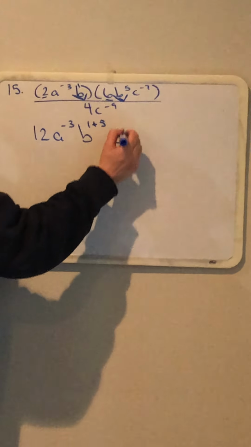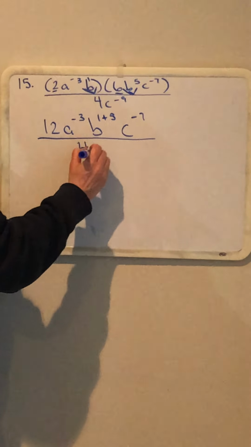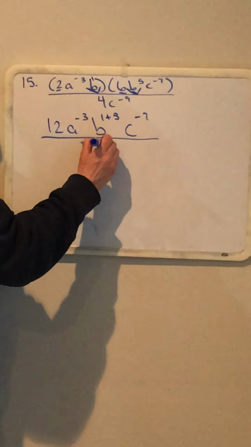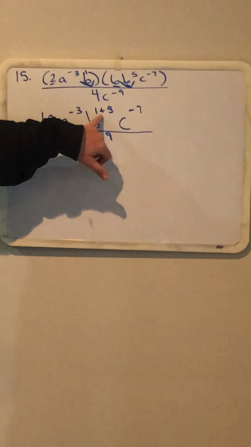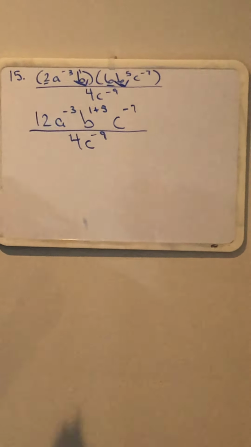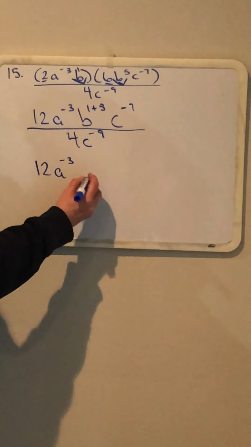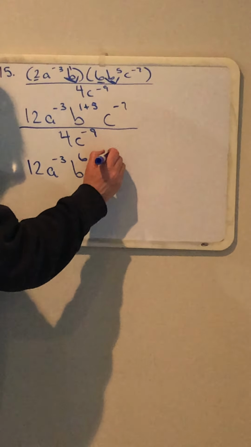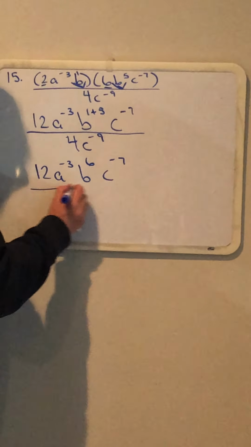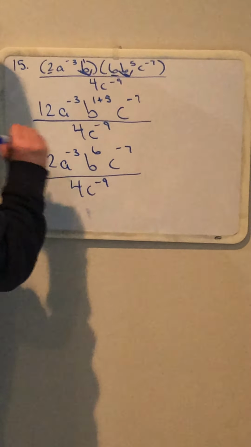And then you have c to the negative 7 all over 4c to the negative 9. 1 plus 5 becomes 6. So you have 12 A to the negative third, B to the sixth, C to the negative seventh, all over 4, C to the negative ninth.